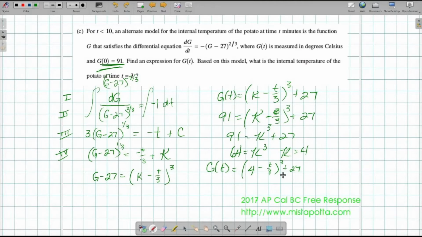And then I can just go in here and substitute what happens at t equals 3. So I get 4 minus 1 cubed plus 27, which ends up being 54 degrees Celsius. Now, keep in mind that we were talking about the previous answer that we had being an overestimate, so we've got another one here. So that's problem 4.